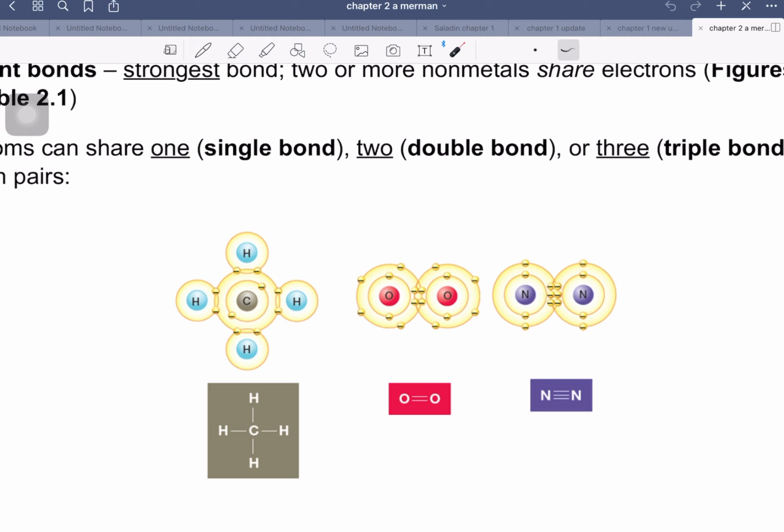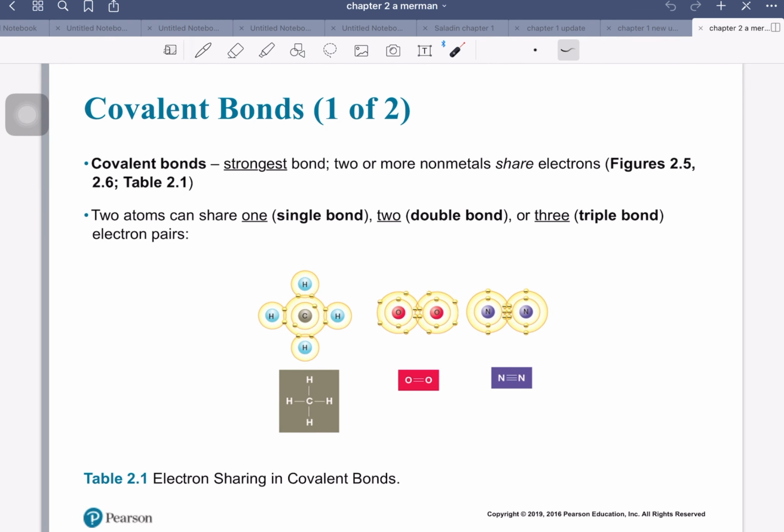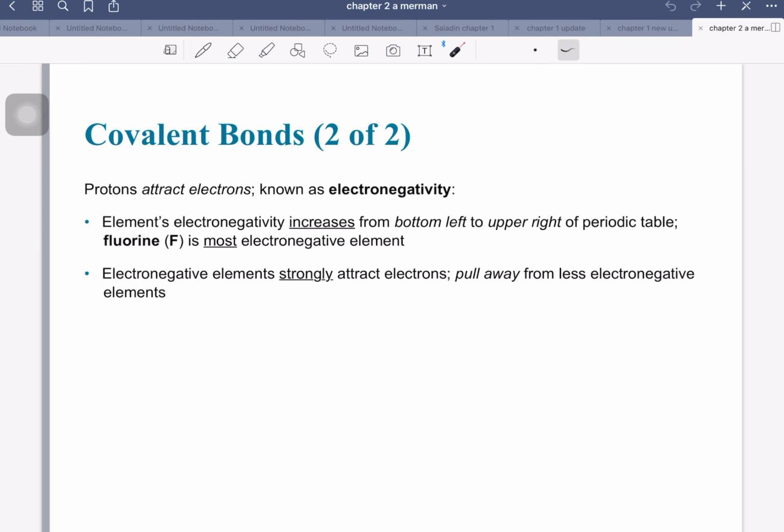Here we can see O2, and in this case, we actually have two that are being shared. So it's represented by the double bond, and here there's three, and you can see that we represent it by the three lines. Okay, so covalent bonds, as I said, they're the strongest, and they could either be a single, a double, or a triple.